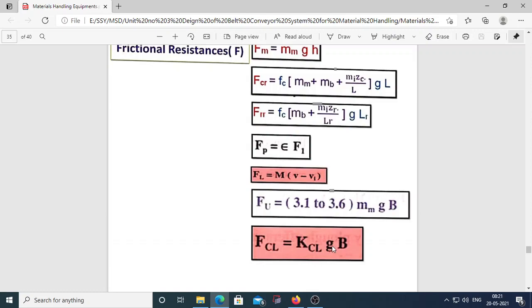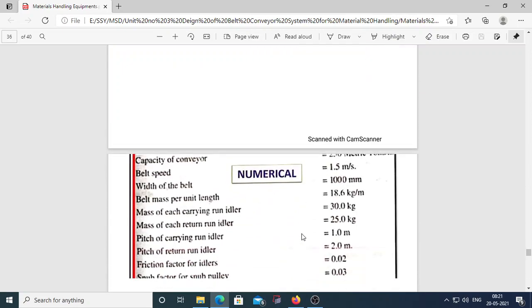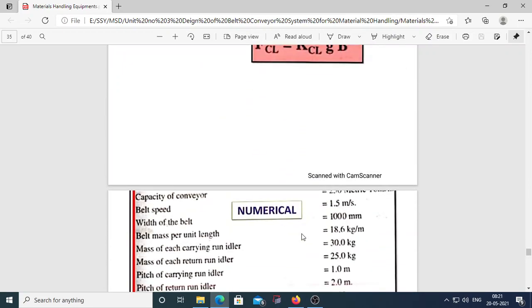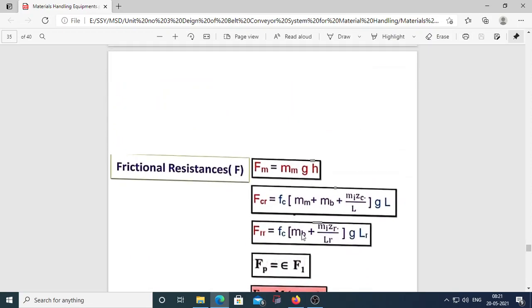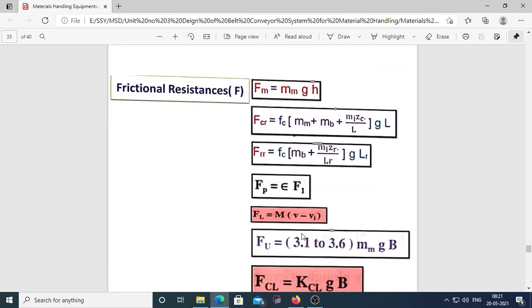This is how the different resistance forces on the conveyor belt have been given. All of you getting? Then the numerical part is remaining. We'll start that numerical part in the next lecture. We have covered all the theory part from unit number 3. You have to revise that. It is a very simple unit.